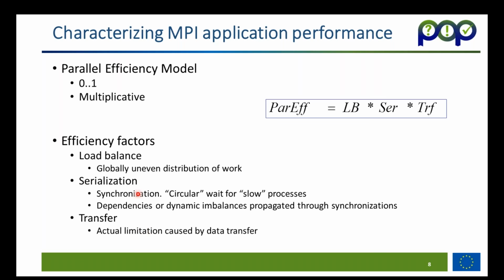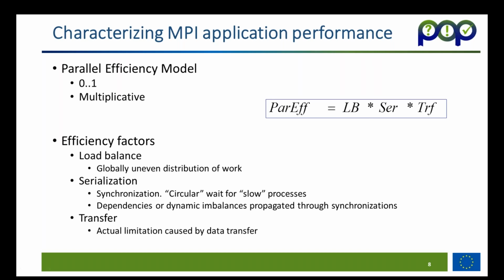Finally, there is a third component, which is serialization, which has to do with synchronizations, with dependencies, with the fact that some processes send data to others, and finally there's a wait from the first one about messages coming from the last one. This serialization causes performance issues. What we want to have is these three numbers between 0 and 1, representing each of these individual fundamental factors, and their product being the actual parallel efficiency of the whole application.